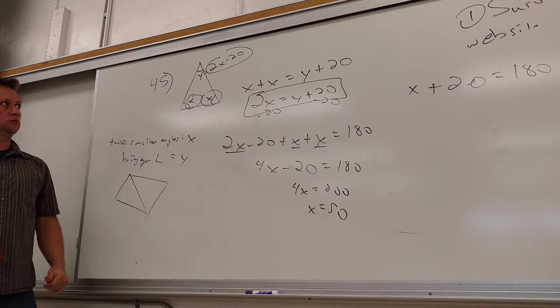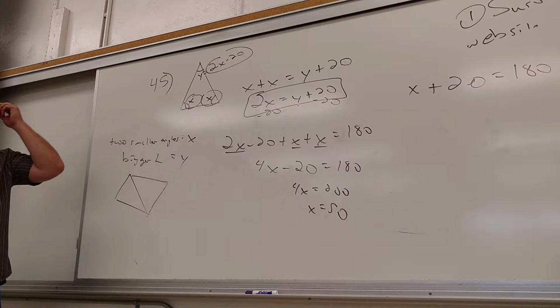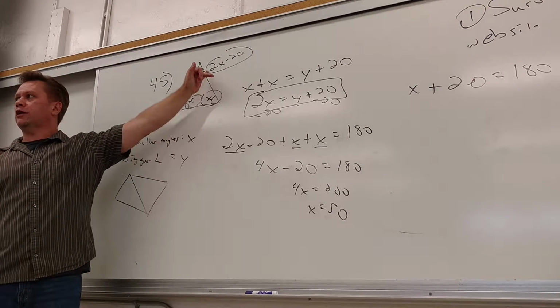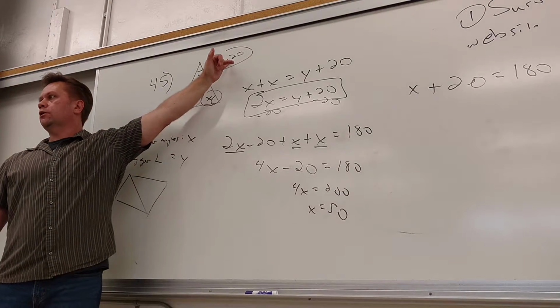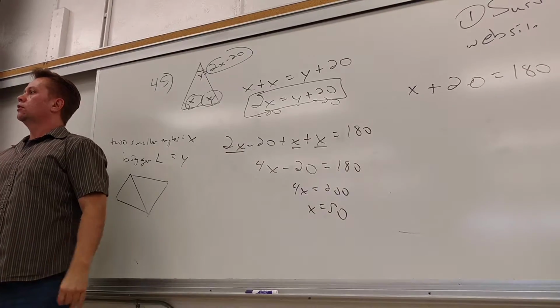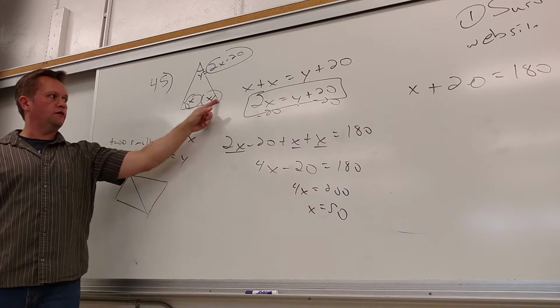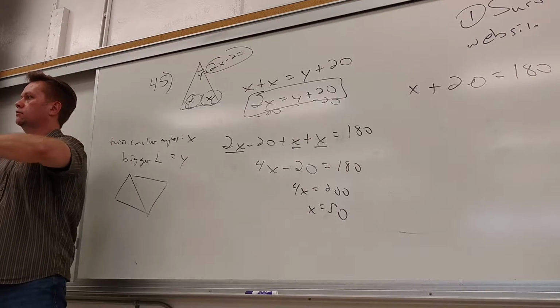Totally. Okay, but it says the top one's 20 more. No. What is this guy? We put it for ourselves right here. Y is 2x minus 20. Then I put 50 in there? Twice 50, 100 minus 20 is 80. 80 and 50 make 180. Thank you. I like it.